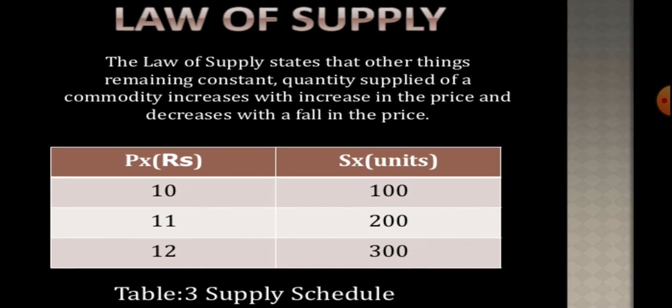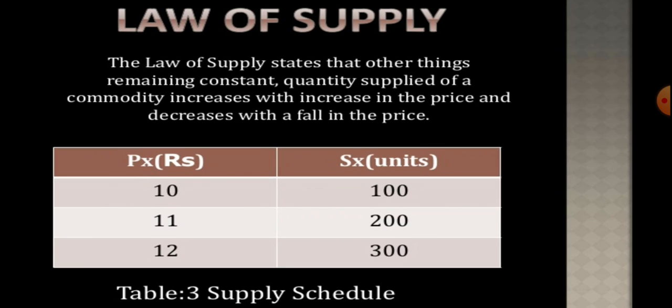Now, next topic, this is law of supply. What is law of supply, or what does law of supply state? Law of supply states that other things remaining constant, whenever there is increase in price of the commodity, quantity supplied of the commodity increases and vice versa.